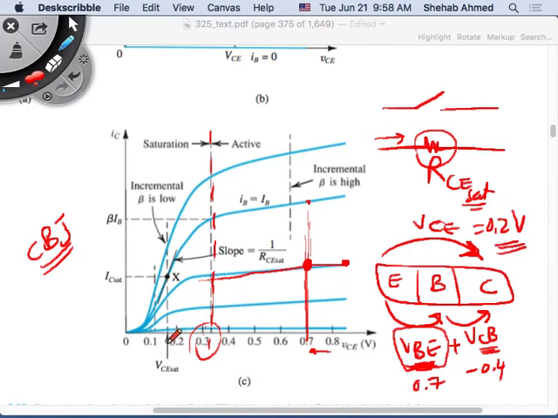Right, about 0.2 volts. This is deep. Here I'm deep in saturation. Right, this is the edge of saturation between active and saturation. Here I'm deep in saturation. So when I'm deep in saturation, the voltage drop here is about 0.2 volts.